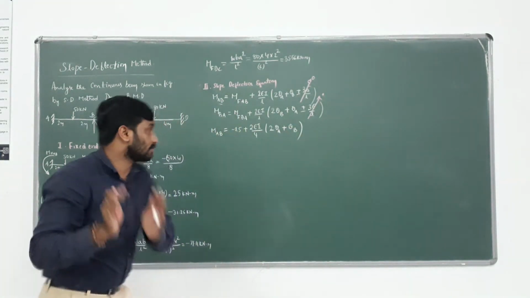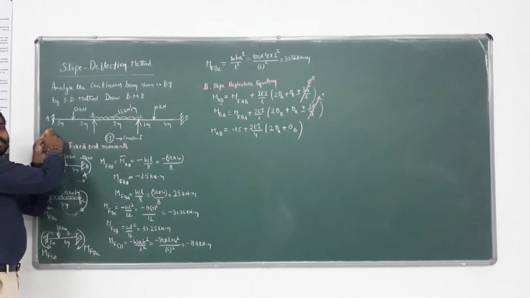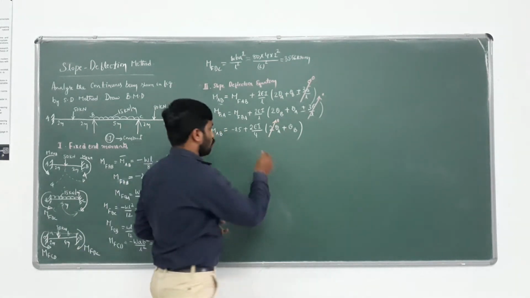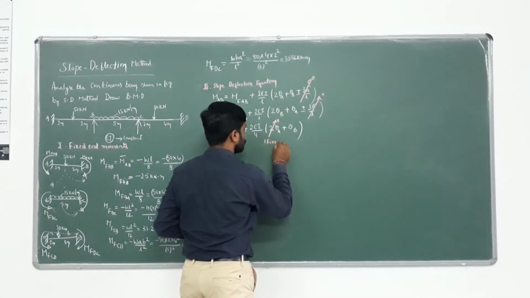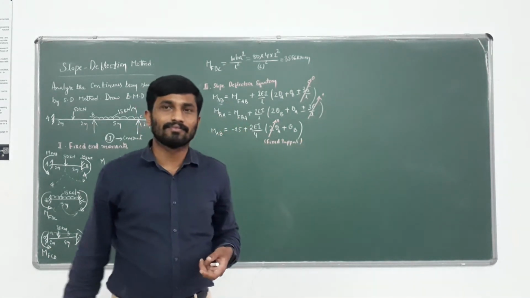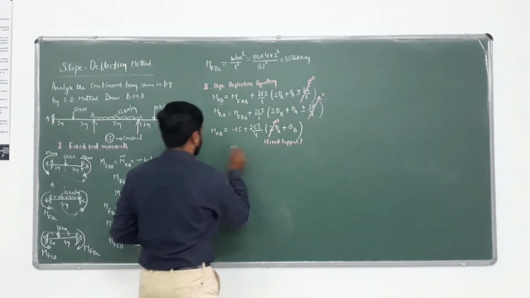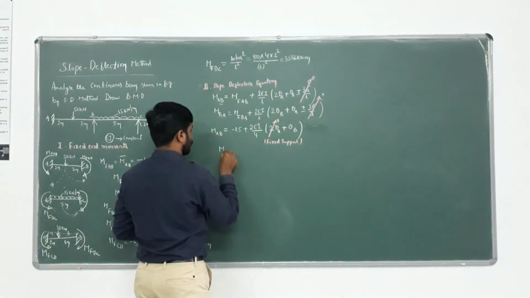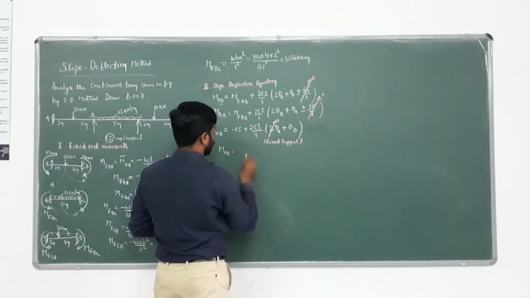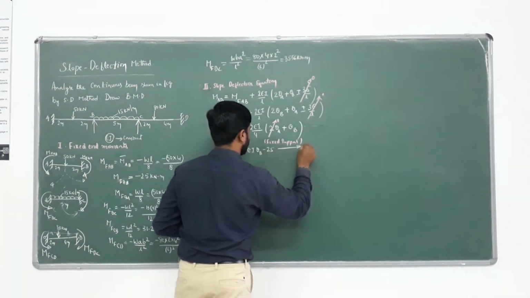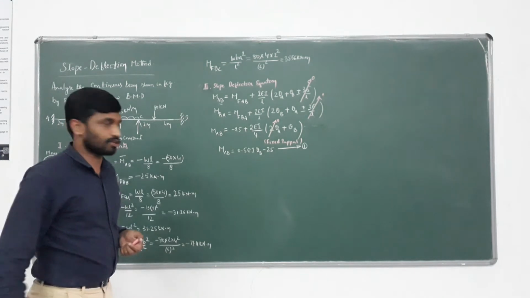I already told that in the given problem, A is fixed. If A is fixed, then theta A is 0. Why is theta A 0? Because of the fixed support. Now simplify it in another way. MAB equals 2 by 4, 2 by 4 is 0.5, so 0.5 EI theta B minus 25. Take this as equation number 1.